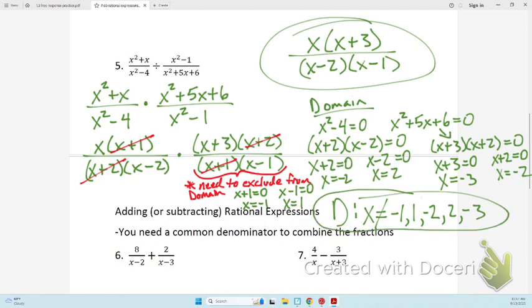A lot going on in that problem. And by the way, up at the top, if you want to simplify that and distribute, you can. But you don't have to. You can leave it like that.